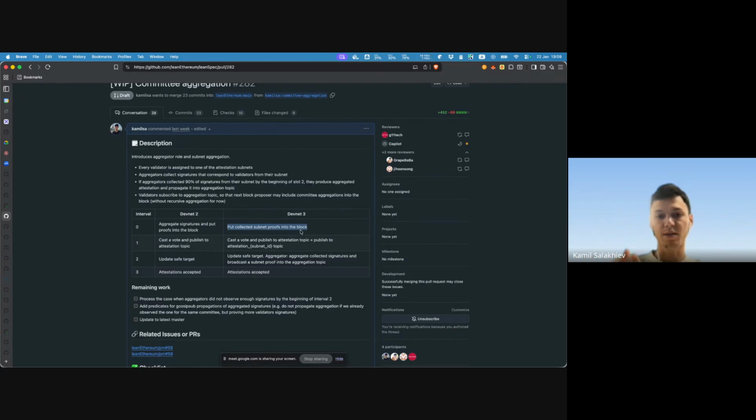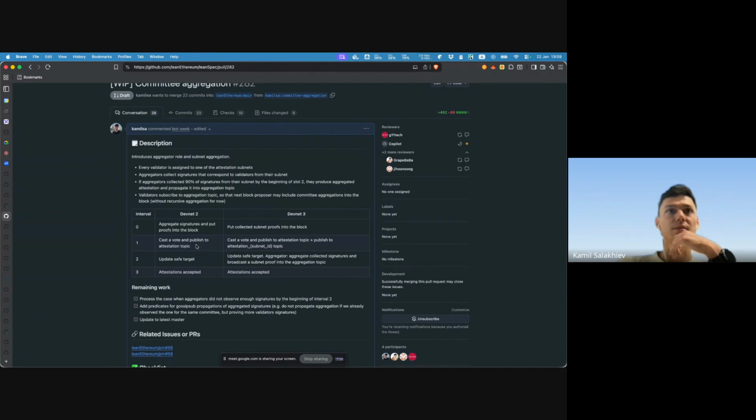These proofs are per committee, so that we split the validators into different committees or subnets, and they can compute their subnet ID by just taking their validator ID and applying a modular operation with the number of subnets that we put in the config. That way they figure out their subnet ID, and the way it works is during interval 1.